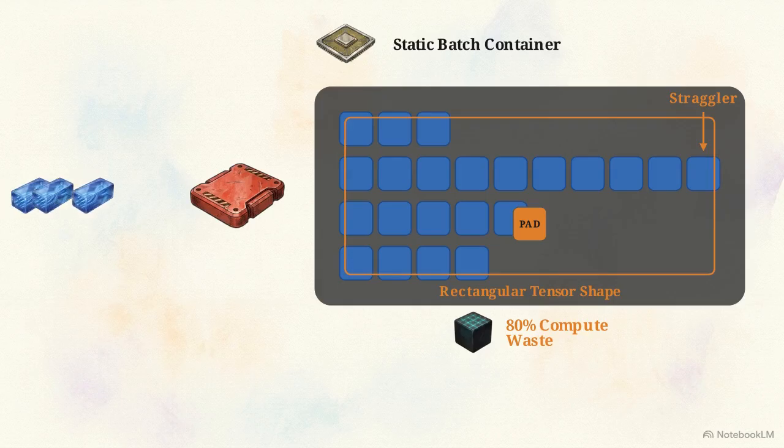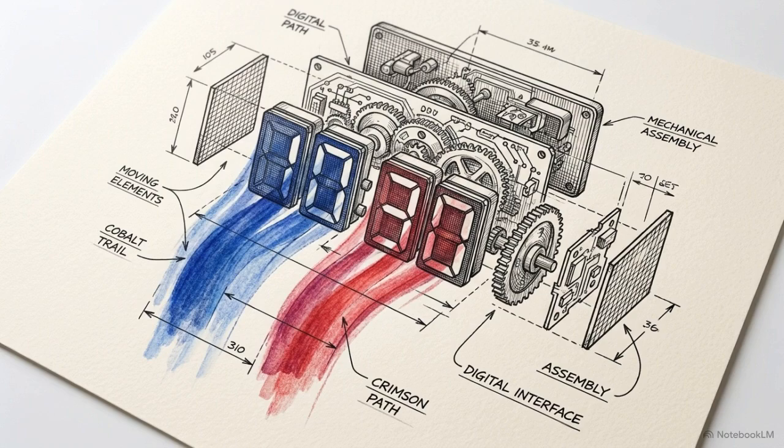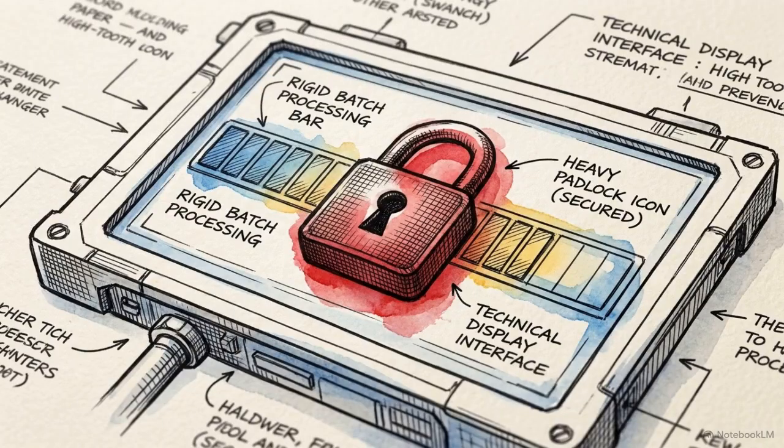Meanwhile, new requests are blocked from entering the active pool, stuck behind a single long generation in a phenomenon known as head-of-line blocking. While some systems use dynamic time windows to compile batches, this fails to solve the text generation problem. Once the batch launches, it remains strictly locked until the longest request finishes.